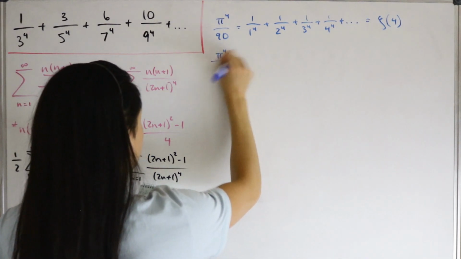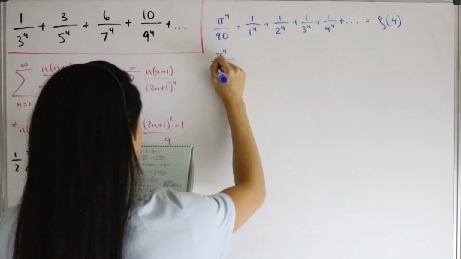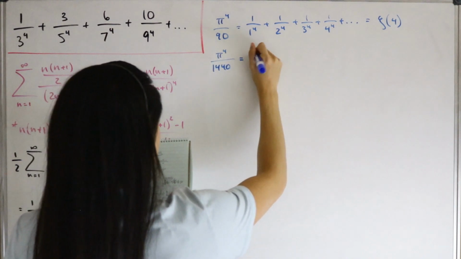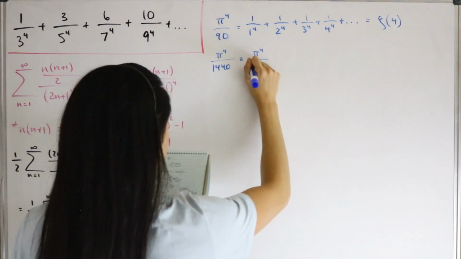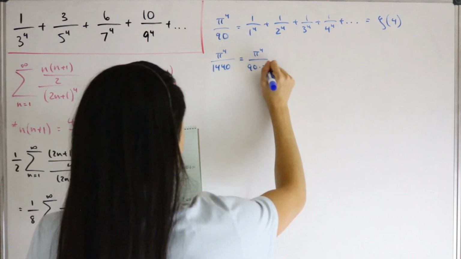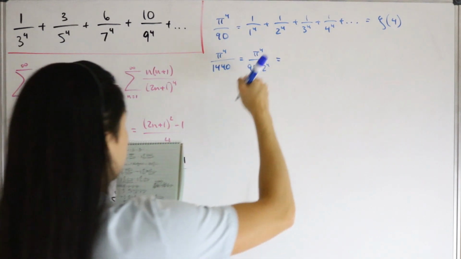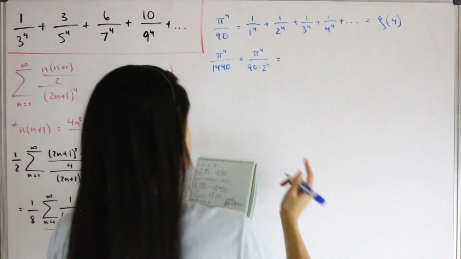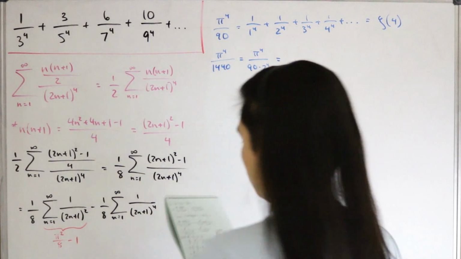So pi to the power 4 divided by 1440, which is the same thing written as pi to the power 4 divided by 90, multiplied by 2 to the power 4. If you do that same thing, it's actually similar to the reasoning we were doing previously for evaluating this sum over here.